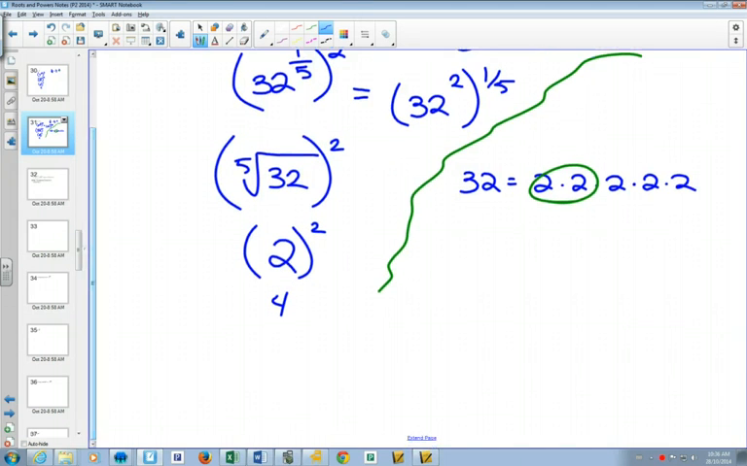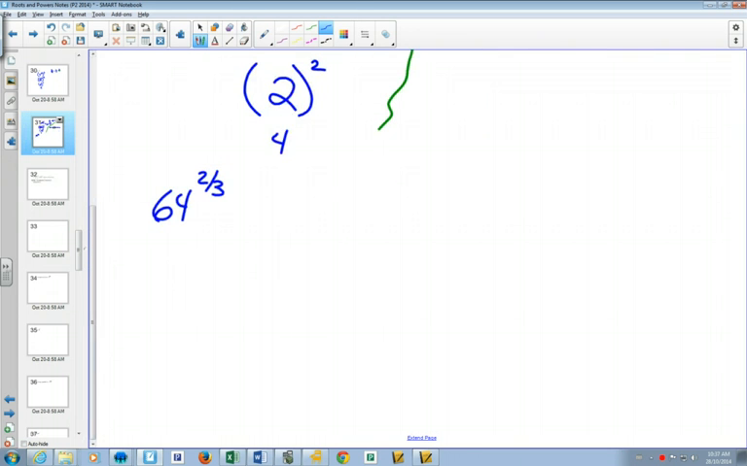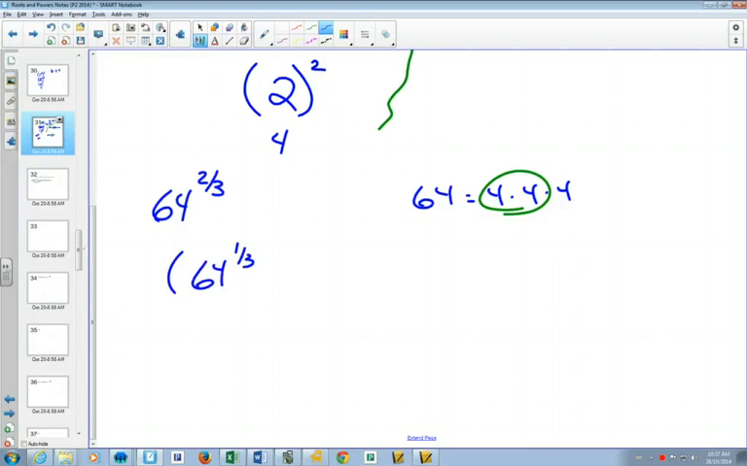Let's do another one. What's 64 to the 2/3? 16. Good job. Right? Did you use this strategy or did you use this strategy? Both. Because 64 is 4 times 4 times 4, so 2/3 of that would be 16. Or you could do 64 to the 1/3 squared. Cube root of 64 is 4. 4 squared becomes 16.